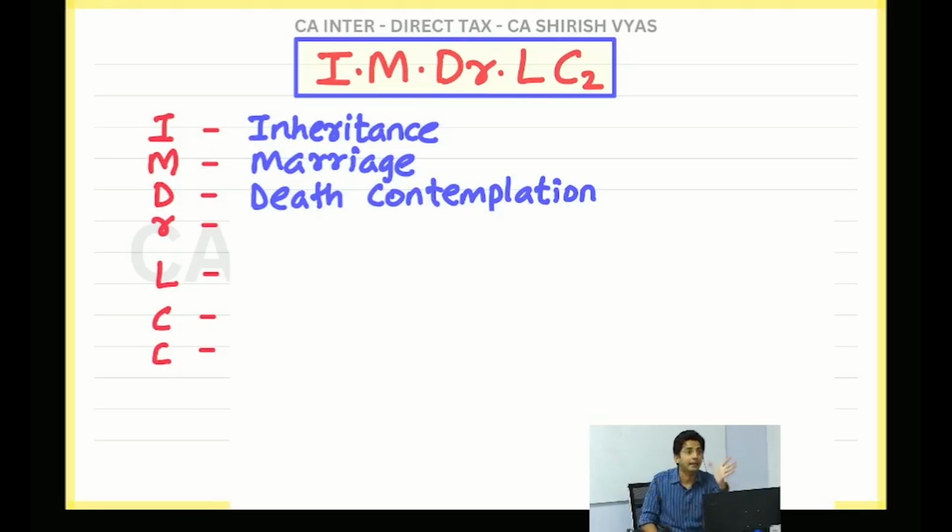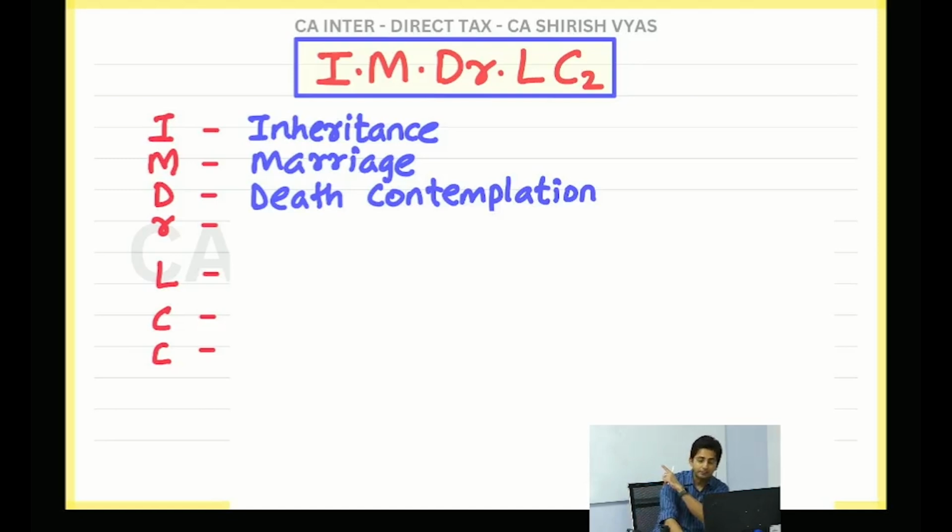R? Relatives. See, amongst relatives also, if there is gifting, it is believable. For example, if I say my brother gave me 50 lakhs, it can be believed. He is my brother, same blood. My mother gave me 20 lakhs, it can be believed. So if it is from relatives also, it is a genuine gift. But then relatives means what? That is a big theory again. What is relative? That is separately discussed.